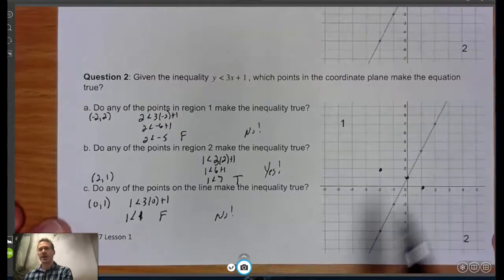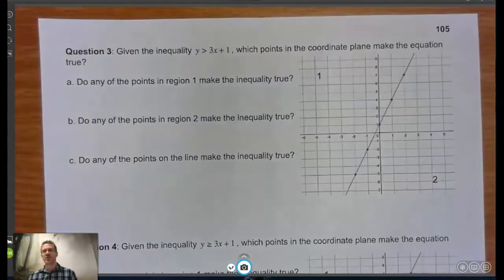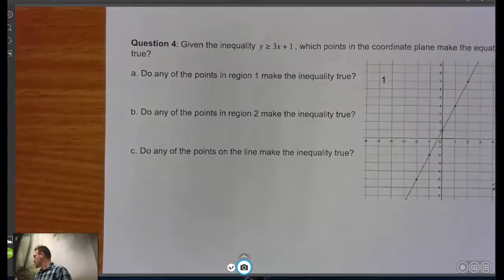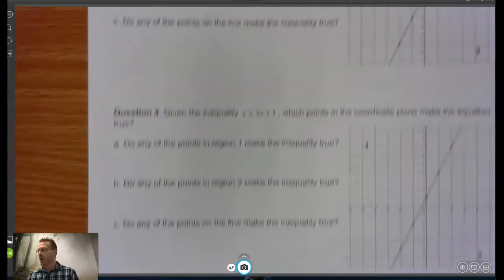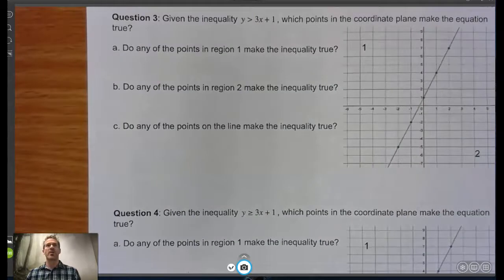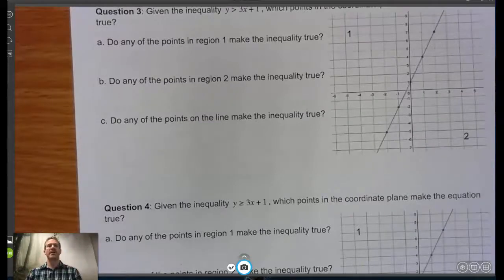Okay, good. So now here's what I want you to do. Let's look at the next page here. There are 2 more questions here, question 3 and question 4. Once again, I want you to pause the video and answer questions 3 and 4. So do parts A, B, and C for both. Once you're finished with that, unpause the video and we'll go through those and see what else happens.